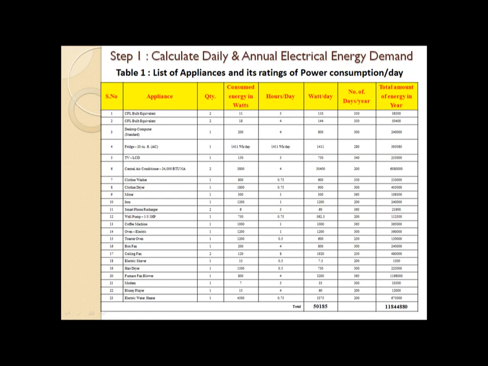So this is basic information, and develop the table up to the annual energy demand. To calculate annual energy demand, how many days you are going to use over the year and what is the total amount of energy consumption. Like that, the table is prepared carefully with the requirement of electrical appliances for our day-to-day usage.